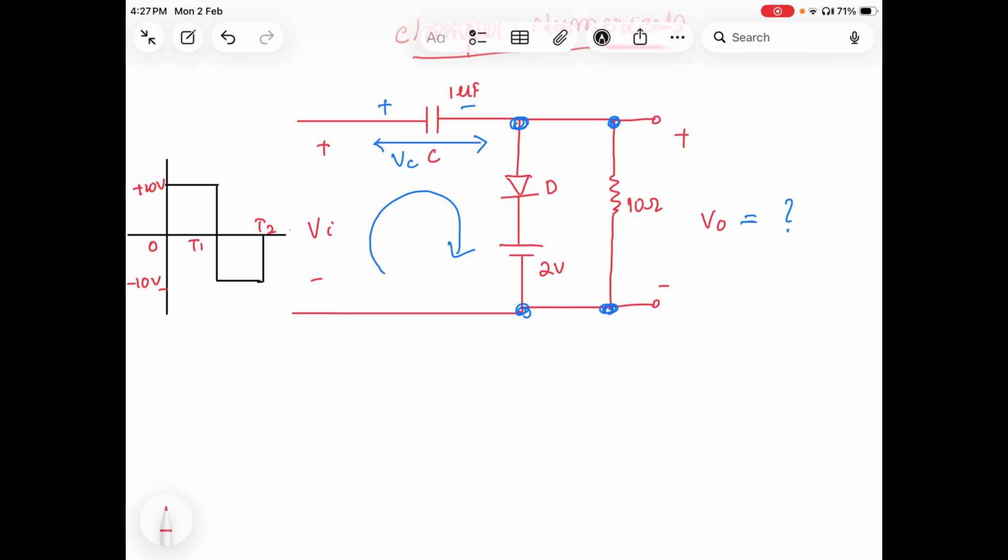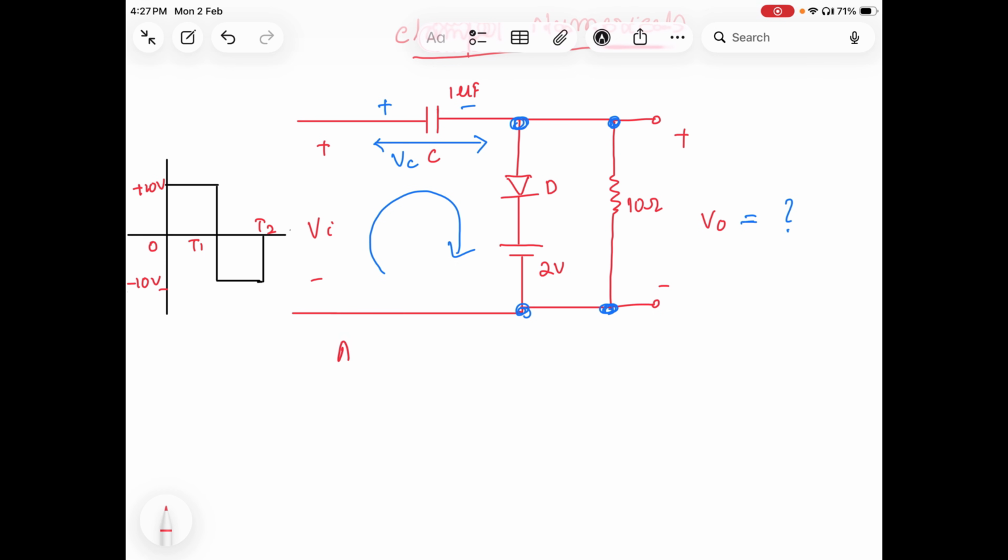As I told before, the capacitor will only charge when the diode is forward biased, which happens when we have a positive half cycle of the input waveform for this particular circuit. Before finding the capacitor voltage, let me find the generalized equation for the circuit. You can see the voltage drop across the capacitor is Vc, and the 10 ohm resistor and the diode with 2 volt are connected in parallel, so the voltage across them is V0.